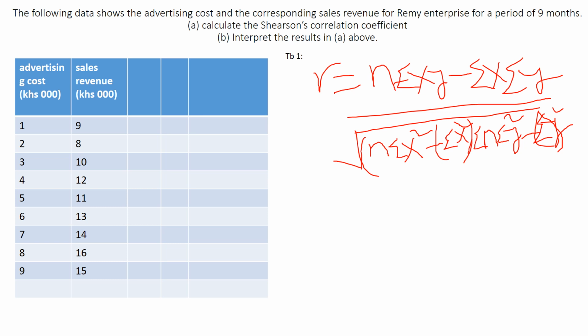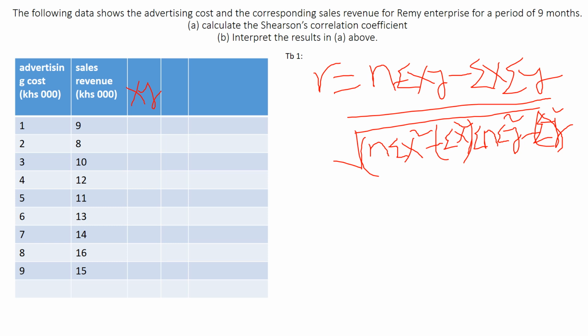So for us, from the data that we are given here, we know that the following data shows the advertisement cost and the corresponding sales revenue for MA enterprise for a period of 9 months. So the first question is calculate the Spearman's correlation coefficient, and interpret the result. So the first column that we need to get is the column of xy, whereby we are going to multiply the x and y.